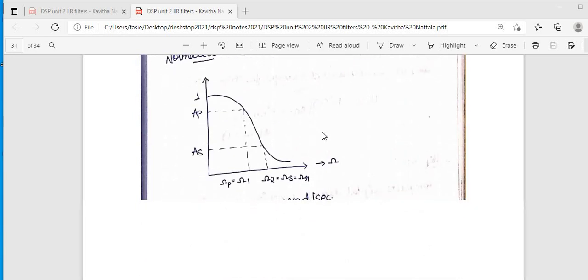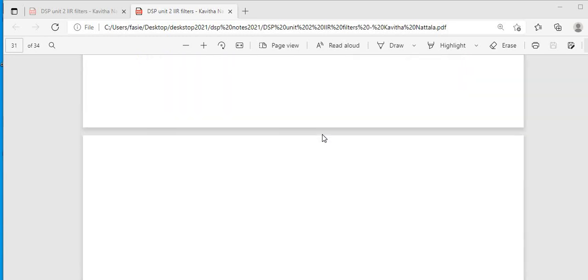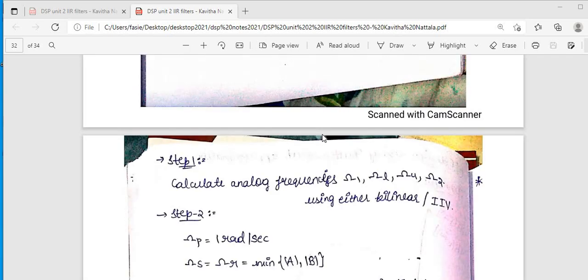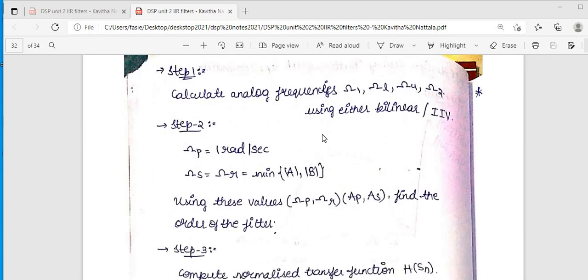Next thing, how do we design that? What are the steps we need to understand? First step is we have to calculate all these values: omega 1, the lower component frequency, omega U, the upper component, and omega 2, using either bilinear transformation or impulse invariant techniques. Impulse invariant techniques we can use.